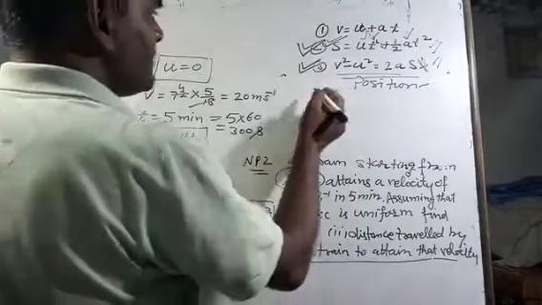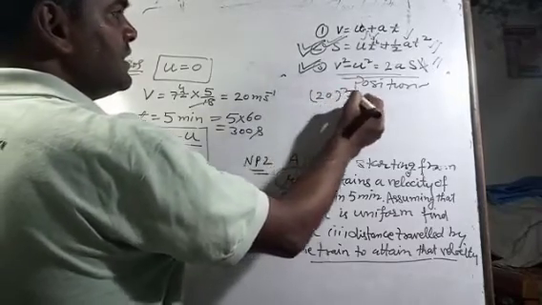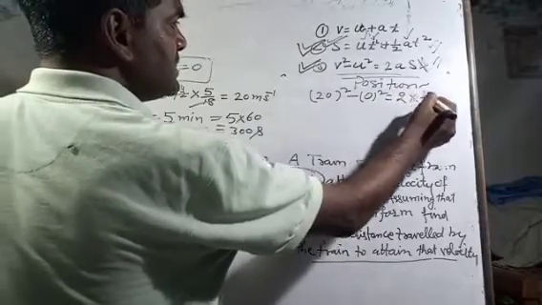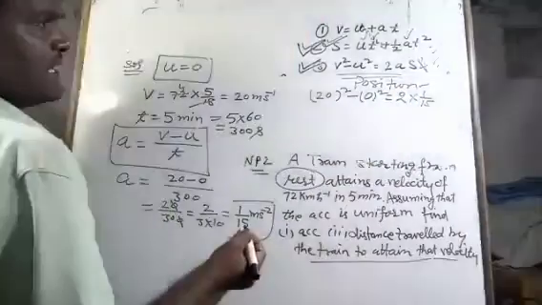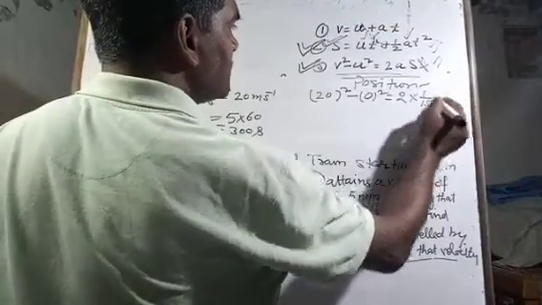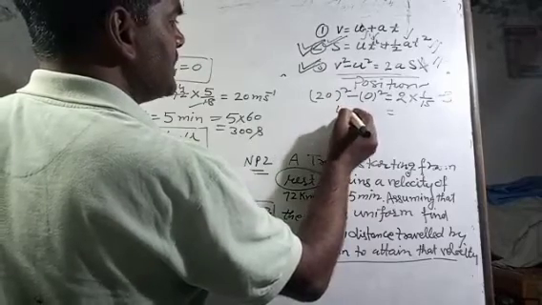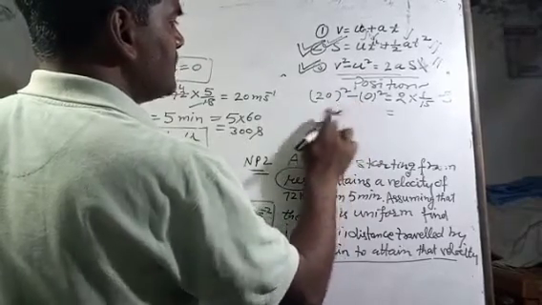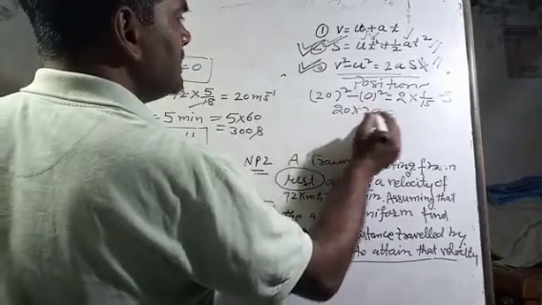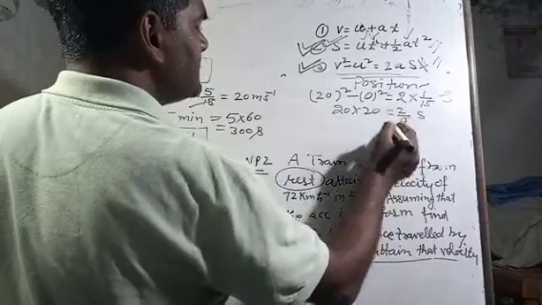Hence by using this relation, v is equal to 20, u is equal to 0, 2 into acceleration, which is 1 by 15, we have just calculated, and multiplied by s, which we need to calculate. So my dear student, 20 square will be 400, or we can simply write 20 into 20 is equal to 2 divided by 15 into s.